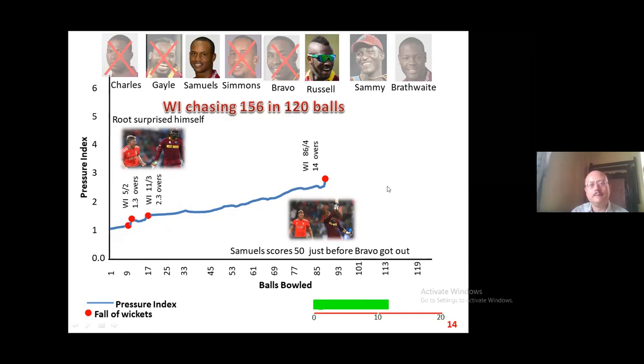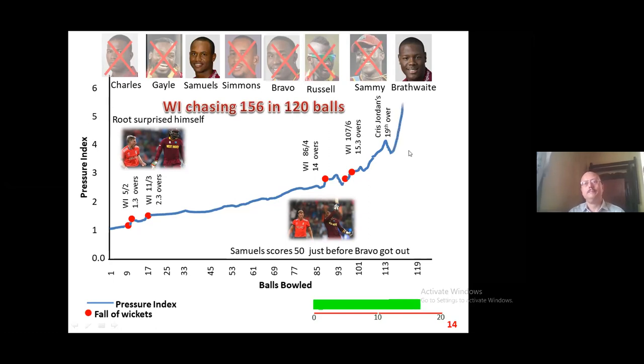The batsmen who are getting out are being crossed. And these were some highlights: Root getting a wicket, Samuels scoring a 50, etc. The sixth wicket fell at 107, but then the match was over. So this is what happened here. So the story.